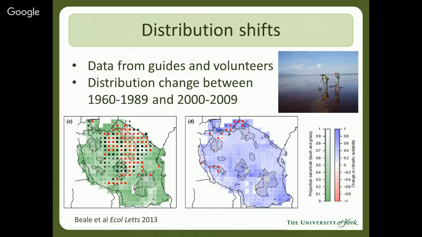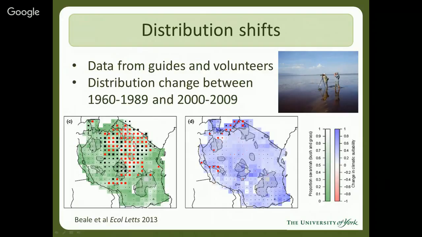Because we know where the guides and the volunteers go, they tell us what they see and how often they visit each area. We're able to fill in the gaps between places where we haven't seen a species because it hasn't been looked for there, versus where the species hasn't been seen despite an awful lot of effort. And so we're able to put together maps like this one on the left-hand side that says this is the presence of a species.